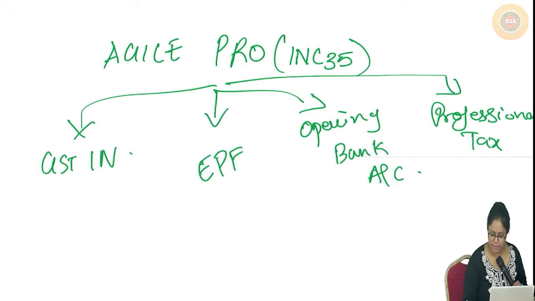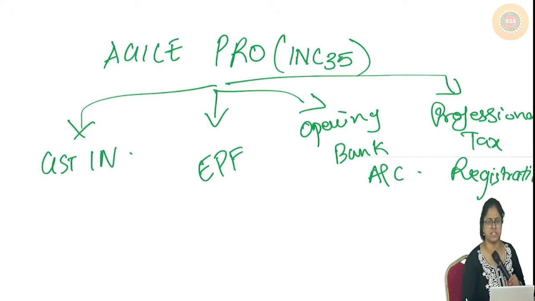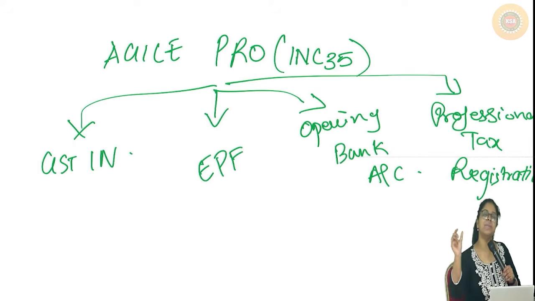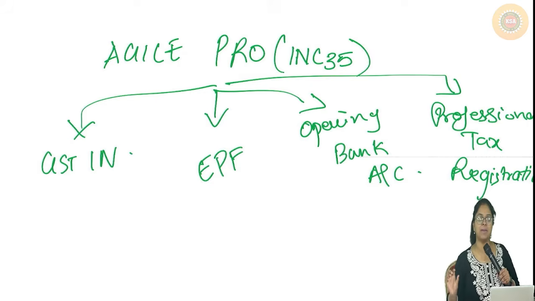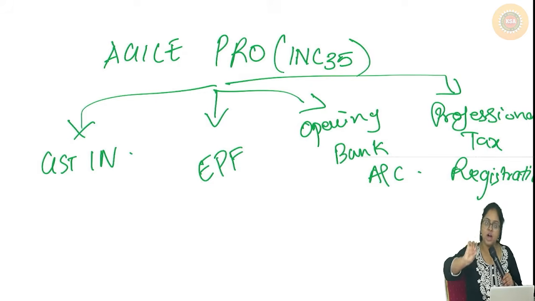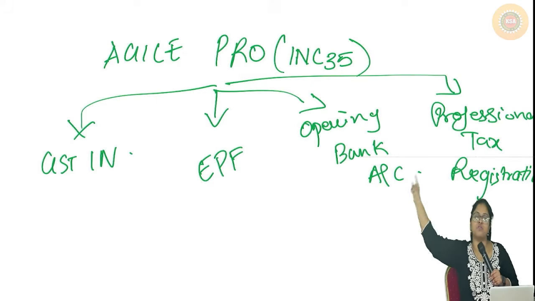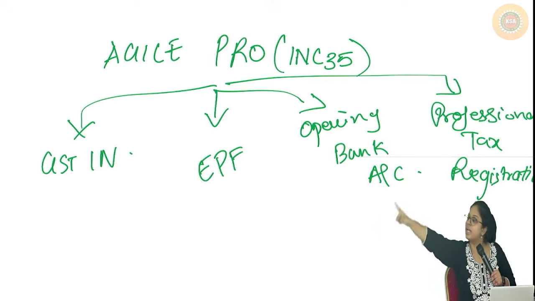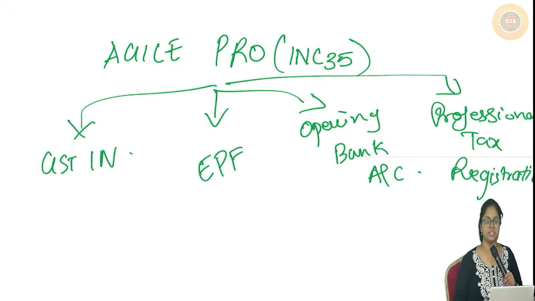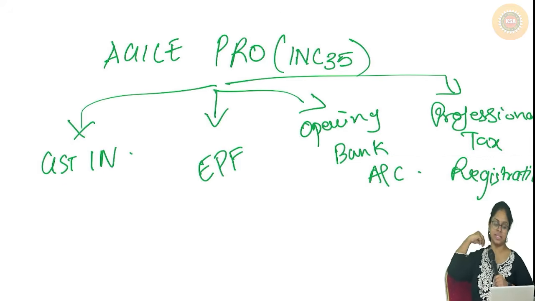ப்ரொஃபஷனல் டேக்ஸ் நீ பே பண்ணணும்னா அதுக்கு ஒரு ரெஜிஸ்ட்ரேஷன் வாங்கணும். எப்படி GSTக்கு ரெஜிஸ்ட்ரேஷன் வாங்கணுமோ அந்த மாதிரி ப்ரொஃபஷனல் டேக்ஸ்க்கு ரெஜிஸ்ட்ரேஷன் வாங்கணும். இது எல்லாமே தனித்தனியாக அவங்கவுங்க வெப்சைட்டில் போய் அப்ளை பண்ணுறதுக்கு பதிலாக, நீ கம்பெனி இன்கார்பரேட் பண்ணும் போதே அஜைல் ப்ரோன்னு ஃபார்ம் நம்பர் INC35 ஃபில் பண்ணா, you will get all this in one shot. Are you able to understand? This is practically you will understand it when you actually go and see in some company.